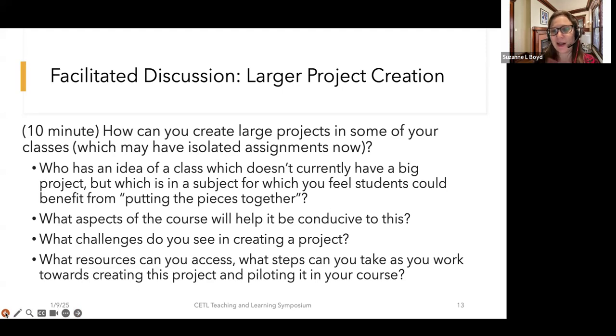So does anybody want to be brave? Anybody have an idea of a class which doesn't have a large project, but you're kind of noodling on it, and we might be able to push you over the edge here, and get you to do something in your class. Maybe think about, are there aspects of the class that would make it conducive to a large project? Like it's not one section of a multi-section course where everyone has to do the same thing. Are there challenges to doing that you want us to help you brainstorm how to address? Is there anything we can help you do to get some resources?